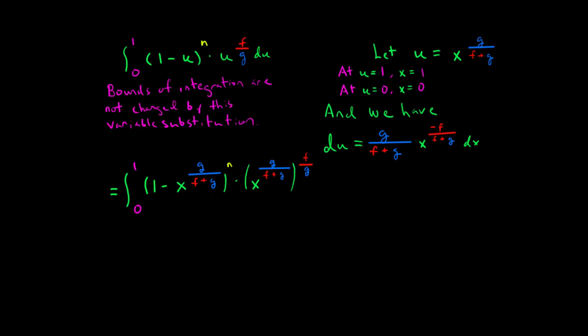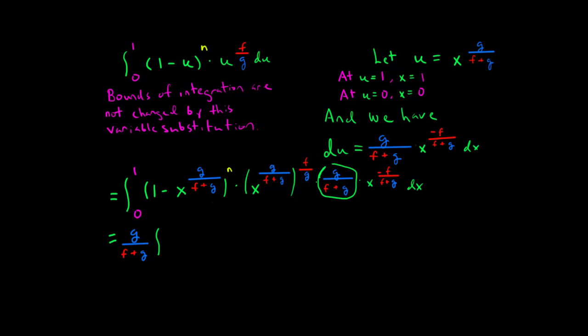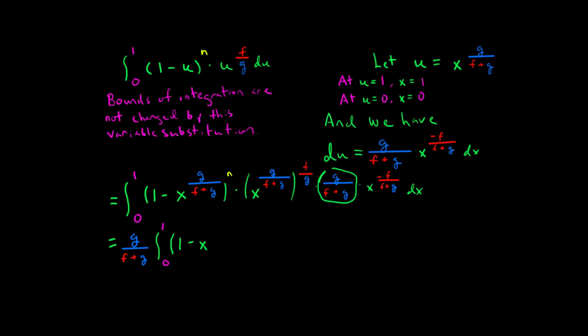And then for my du, I have the substitution worked out already. My du is going to equal g over f plus g times x to the negative f over f plus g dx. Now that g over f plus g is just a constant here, so that can get pulled out to the front of the integral. So this will equal g over f plus g times the integral from 1 to 0 of (1 minus x to the g over f plus g), all raised to the power of n.